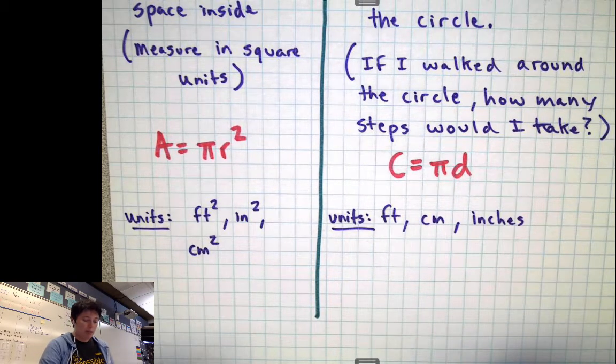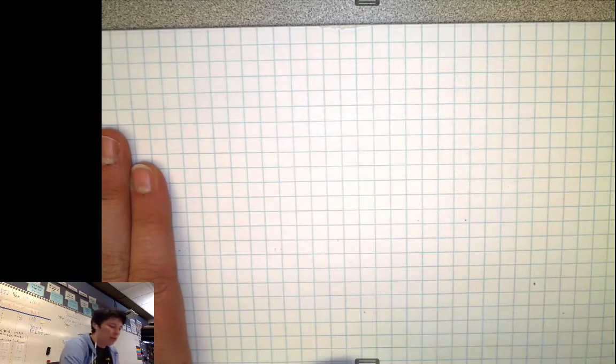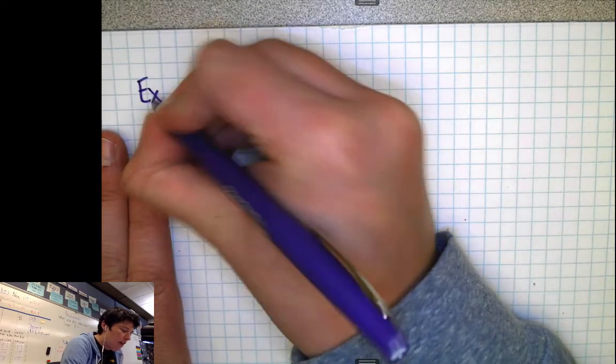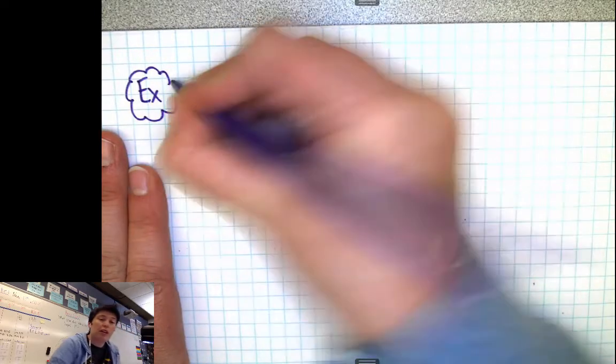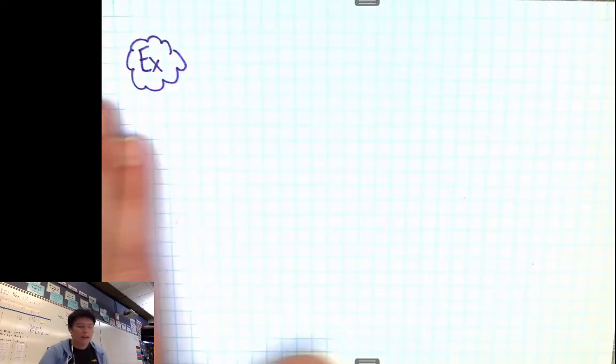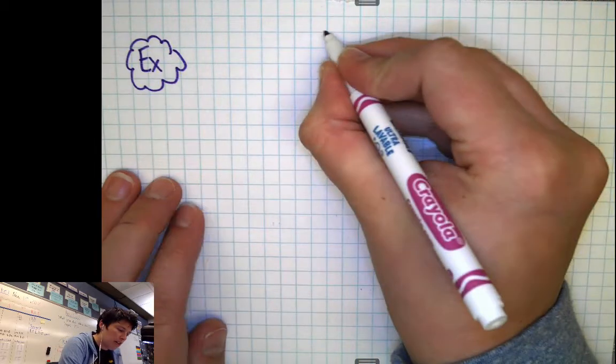So we're going to try a problem where we look at both of these now. Let's set up our problem, and I'll just put example. For our example, we're going to draw a circle that we can kind of study. So here is our circle that we're going to use. I'm going to draw it like this.